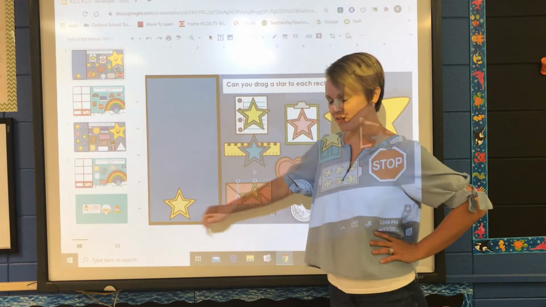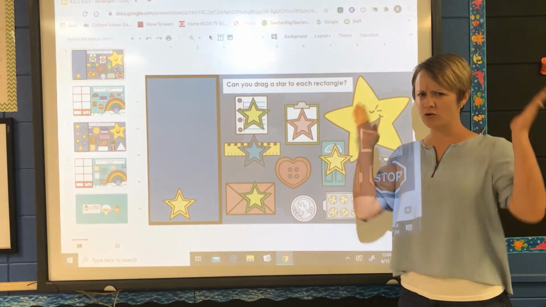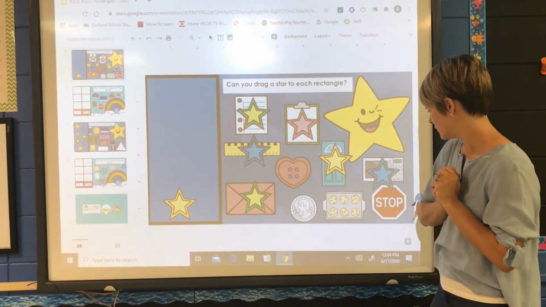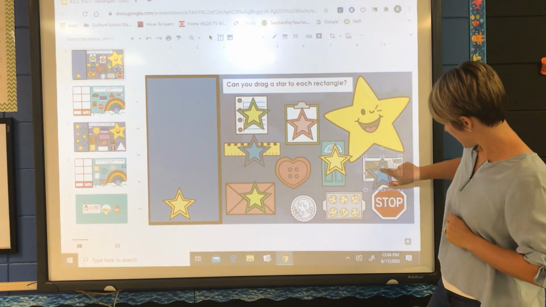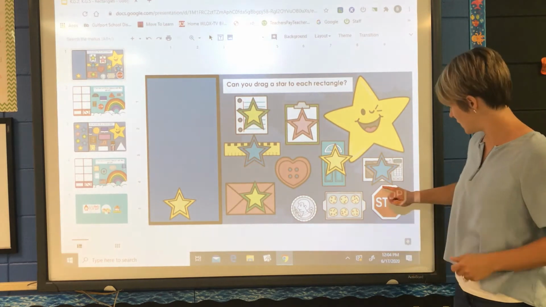Okay, I have 1 star left. This coin is very round. No straight sides. No points. That's not a rectangle. This stop sign over here has a ton of straight sides.